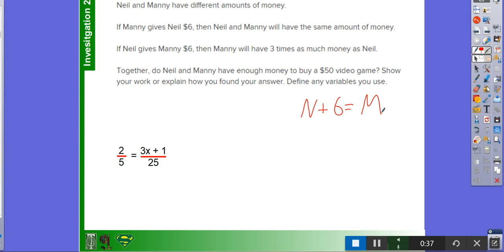For the second piece of information, if Neil gives Manny $6, then Manny will have 3 times as much money as Neil. But because Manny is now giving Neil $6 from his, that means that Manny is going to be subtracting 6 from his amount of money.